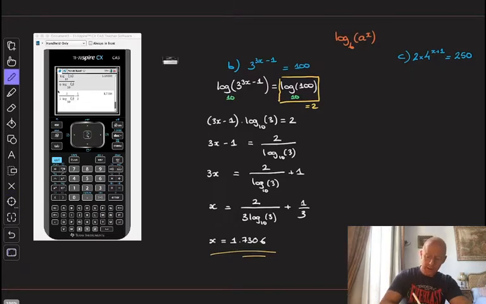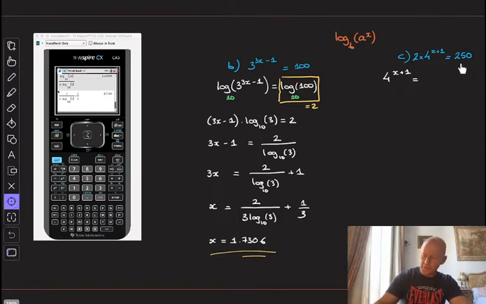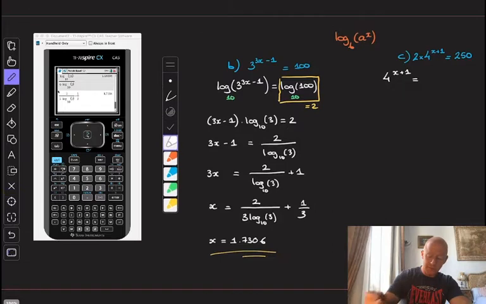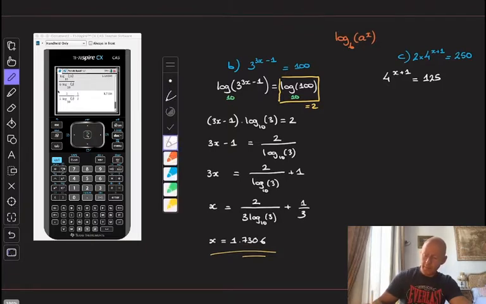So let's do that. The first thing, I'm going to divide both sides by this 2 that's multiplying the 4 to the power of x plus 1. So dividing both sides by 2 leads to 4 to the power of x plus 1 equals 250 divided by 2, which is 125. Now that that's done, I've basically turned this equation into one similar to the previous, and so I can now apply logarithms.